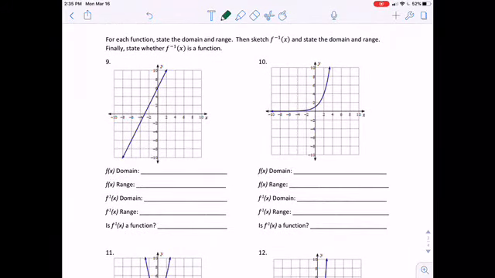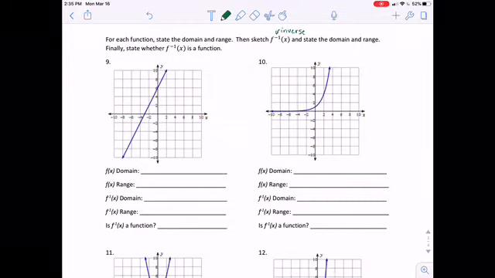Let's look now at problem 9. It says, for each function, state the domain and range, then sketch f inverse of x. There's that inverse again. Sketch f inverse x and state the domain and range. Finally, state whether f inverse x is a function.